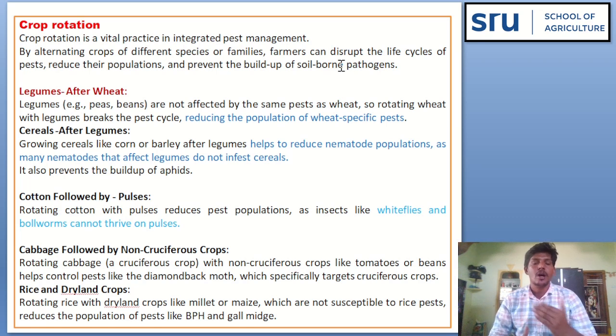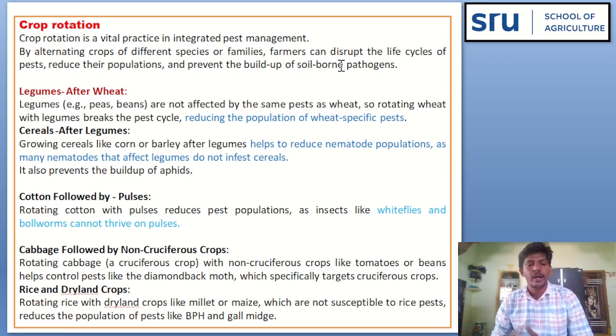Cereals growing after legume crops help in reducing the nematode population. Why? Because many nematodes that affect legumes do not survive or do not infest cereals. Cotton followed by pulses. That is, cotton when rotated with pulses helps in managing whiteflies and bollworms. Why? Because they cannot thrive on pulses well.